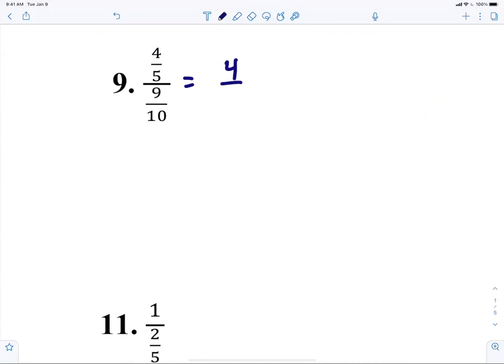4 over 5 times 10 over 9, and then it's 40 over 45, and then you simplify it down to 8 over 9. Do you agree it might have been easier if I'd just done this, right? But it just would be easier if I reduced first. Try to reduce first if you can, if you remember.